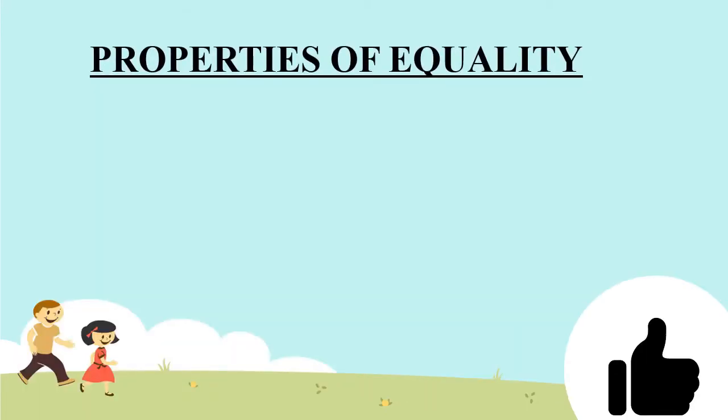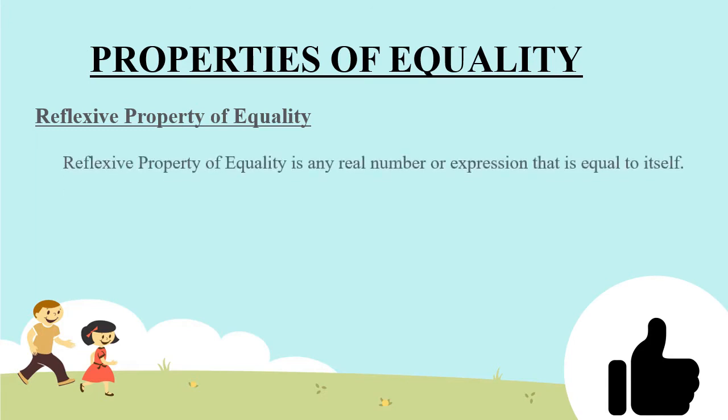Properties of equality. The first property that we will discuss is the reflexive property of equality. The reflexive property of equality states that any real number or expression is equal to itself. Example, 3b is equal to 3b. That's an example for reflexive. Another example, 10c squared is equal to 10c squared. That is the reflexive property of equality. Please don't forget that.